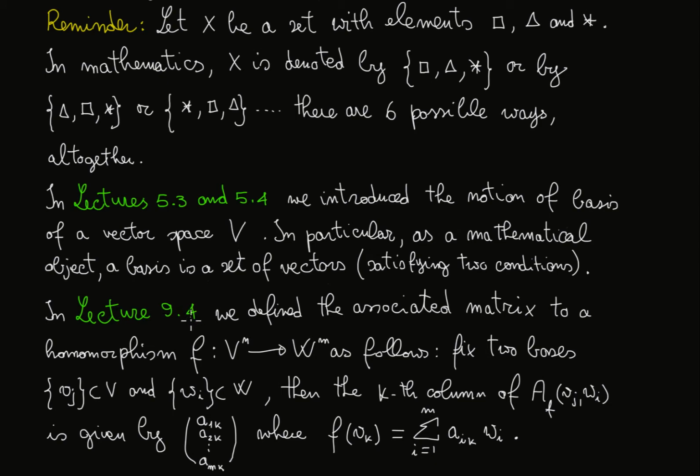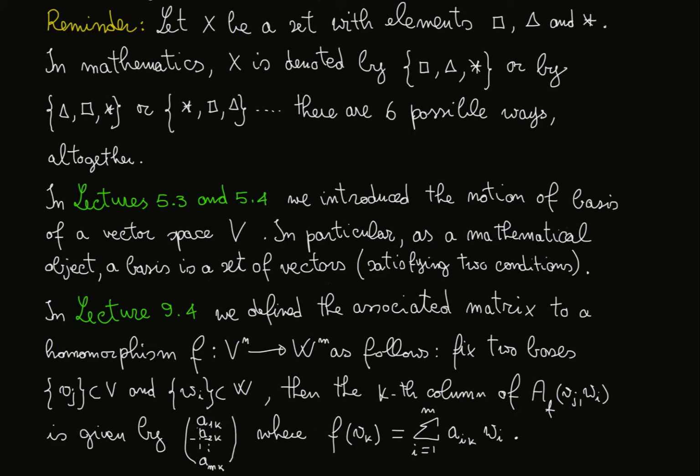In lecture 9.4, which is the previous lecture to this one, we defined the associated matrix to a homomorphism F as follows. We fix 2 bases, Vj and Wi, the first in the domain and the second in the codomain, and then we compute the kth column of the associated matrix in the following way. So the scalars of this kth column we denote as A1k, A2k, and so on, up to Amk, where m is the dimension of the codomain.